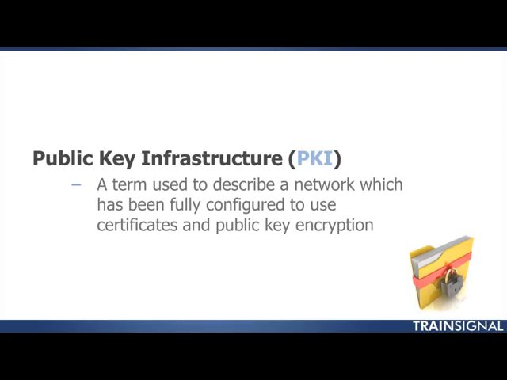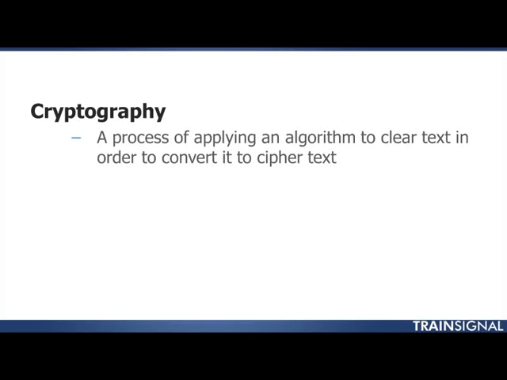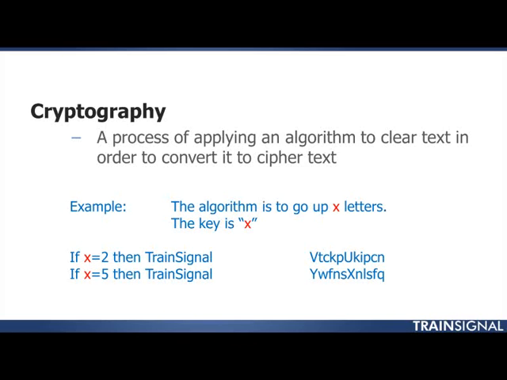Now, in order to learn about public key encryption, we have to first talk about something called cryptography. Cryptography is the process of applying an algorithm, or a formula, to clear text. So you have your plain old text that we all can read, and when you apply that algorithm to it, it gets converted into something called ciphertext. An example is an algorithm that says, go up X letters.